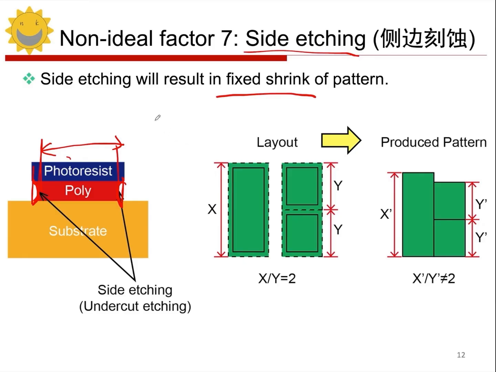So let's take a look at an example. For instance, let's draw a rectangle. The rectangle on the left is a long strip. For this rectangle, we only care about its height. If I draw X, and then I draw two more rectangles, the height of these two rectangles is Y. Then X to Y is exactly equal to 2, right? So we draw it like this. When I draw, I hope that X is twice Y, right? But what happens after processing? Because of the existence of this side etching action, the pattern will shrink inside, right? And the degree of shrinkage is fixed. It's fixed.